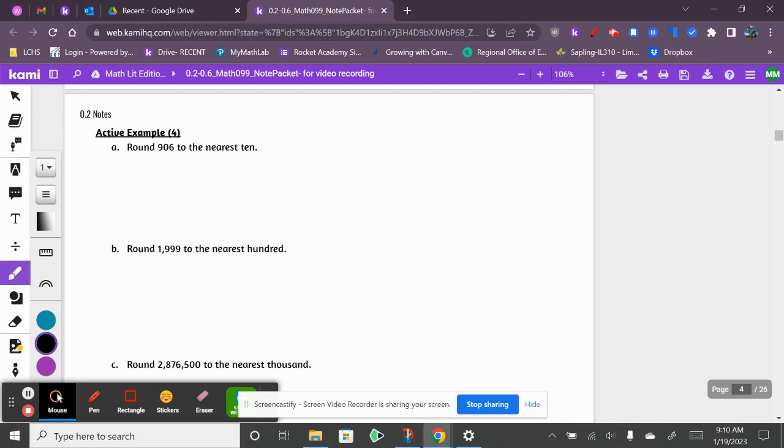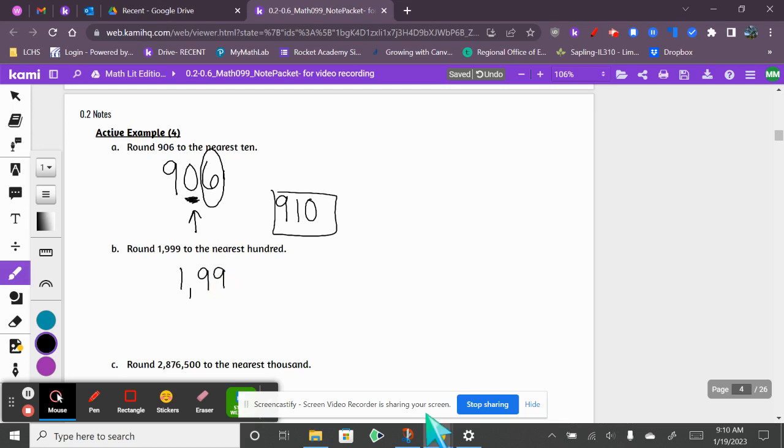So I'm going to underline the tens place, and I'm going to circle the digit to the right. This digit is a 6, so that means that I'm going to round the underlined one up by 1. So it's going to be a 1, and then everything that follows will be a 0. There's only one digit to replace with a 0 for this. So rounded to the nearest 10, we get 910.